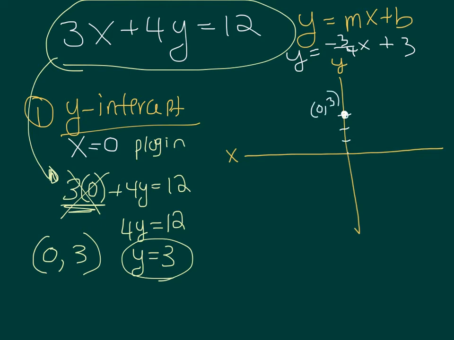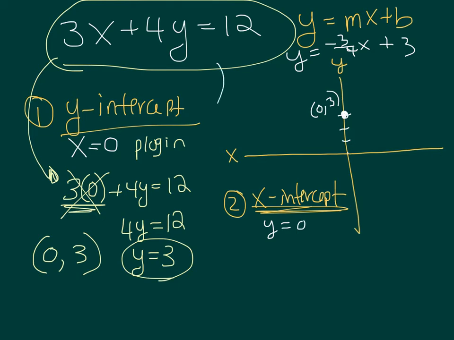But to graph a linear line, I need 2 points. I need at least 2 points. So my second point, maybe you can guess, will be to find my x-intercept. So if you think about it, the y-intercept is somewhere on this line and therefore x is 0. An x-intercept is going to be the x-coordinate when y equals 0.